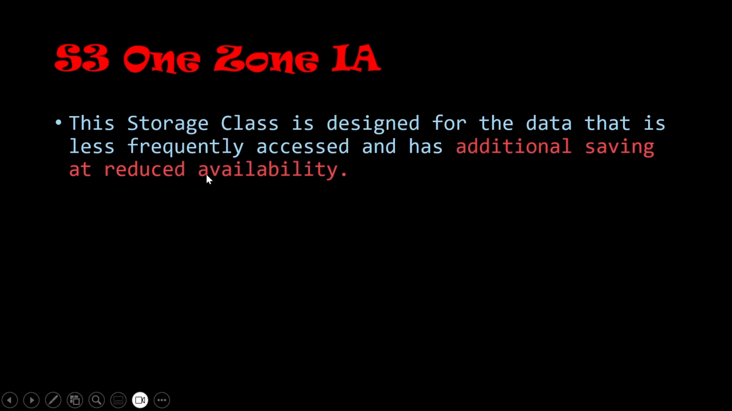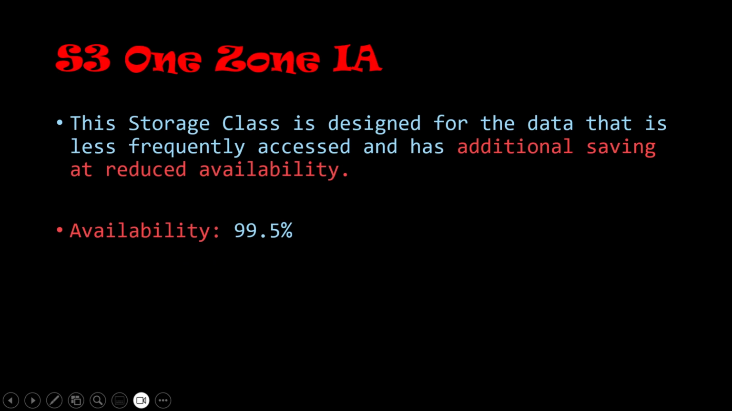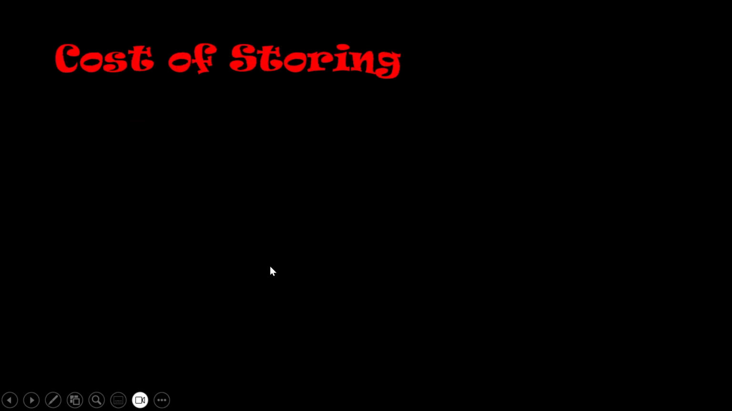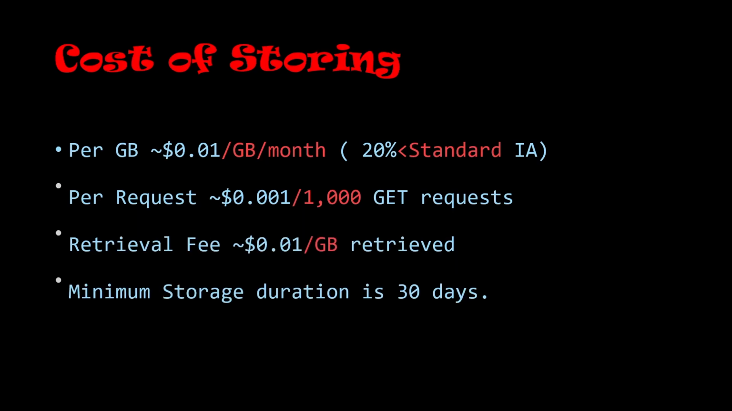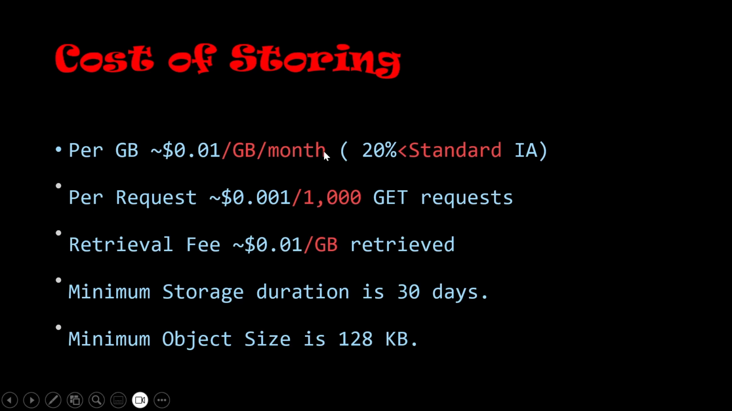Next storage class is S3 One Zone Infrequent Access. This storage class is designed for data that is less frequently accessed, just like Standard Infrequent Access, but it is cheaper than that because the data is present in only one availability zone. Availability is just 99.5%, and the cost of storing in this storage class, you have to pay per GB, and this is 20% less than Standard Infrequent Access. You have to pay per request, and there is a retrieval fees, and the minimum storage duration is 30 days, and the minimum object size is 128 KB. Except per GB cost, everything else is same as Standard Infrequent Access.